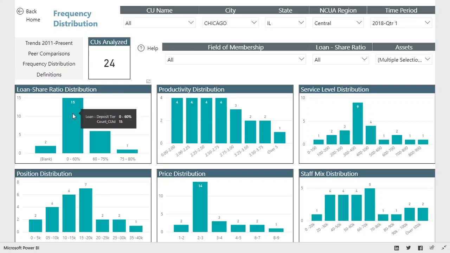We have, in this particular marketplace, a fairly low loan to share ratio distribution, which suggests that there is a need for more lending in this marketplace and an opportunity for it. Pricing is very tight, which suggests that this is a very competitive marketplace, and the vast majority of credit unions in this marketplace sample are able to run their service levels on a model that has essentially got 300, 400 members per employee. Interesting insights for operations.